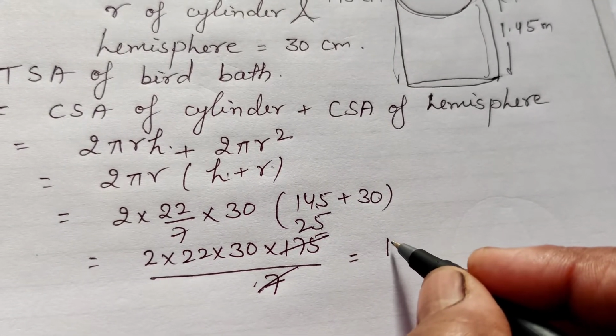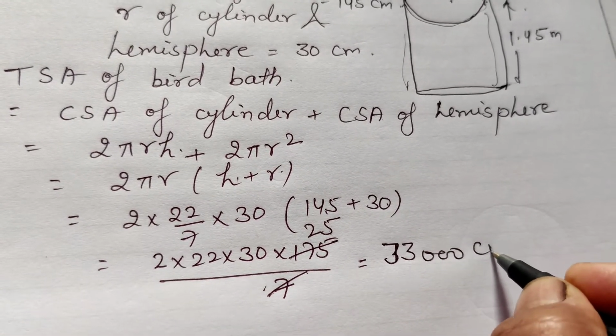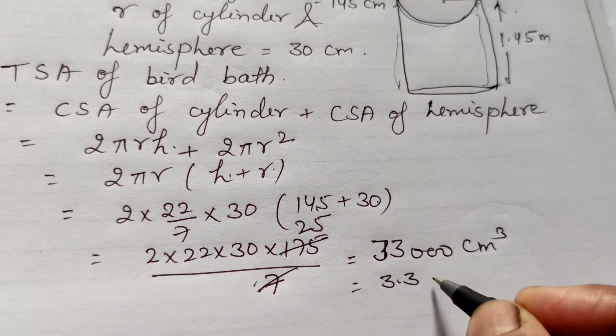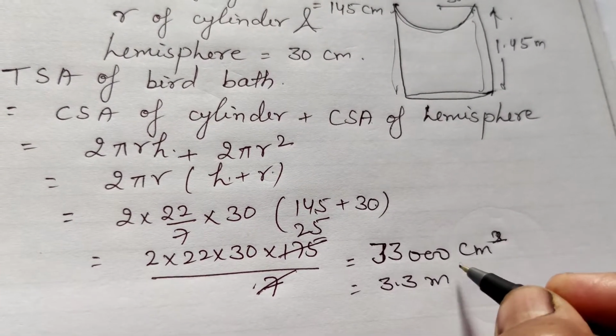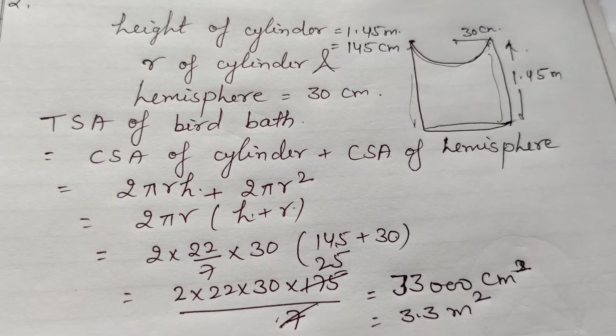It is equal to 33,000 square centimeter or 3.3 square meter. This is the total surface area of bird bath.